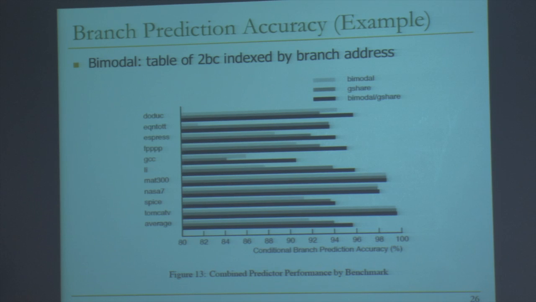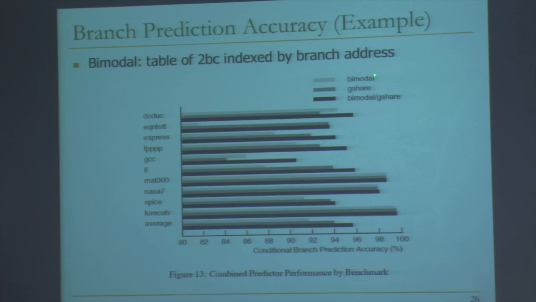Global history predictor: global history XORed with the branch address. And bimodal / G-share is a hybrid predictor of both of them. And you have a choice predictor. And this is SPEC 92 benchmarks. At that time, processors were tested with these. And if you look at this, I guess there's an average here.